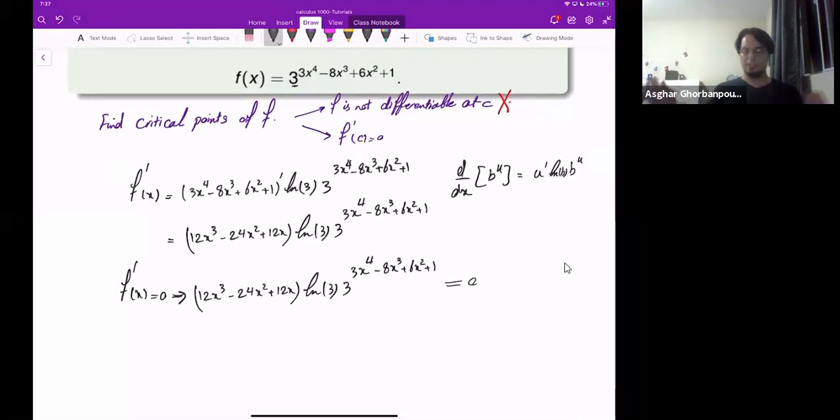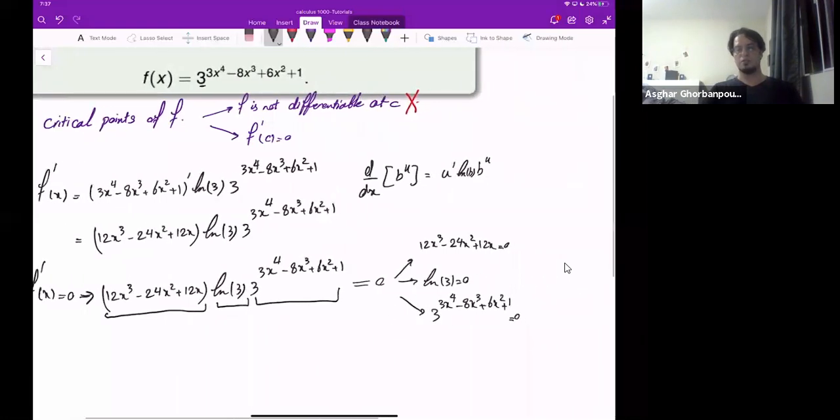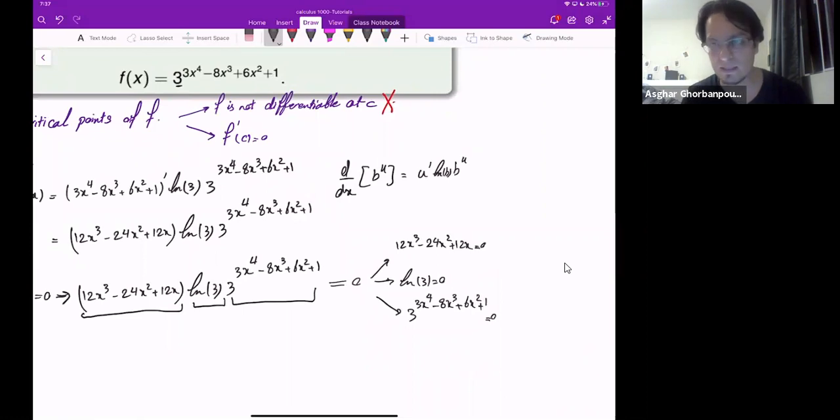Here's what you have to know. There are 3 things multiplied, and the product is equal to 0. So that means that either the first one is equal to 0, or ln of 3 is equal to 0, or 3 to the power 3x to the power 4 minus 8x cubed plus 6x squared plus 1 is equal to 0. So ln 3 is not 0. Ln of 1 is the only root of ln. So that means that this cannot be true.